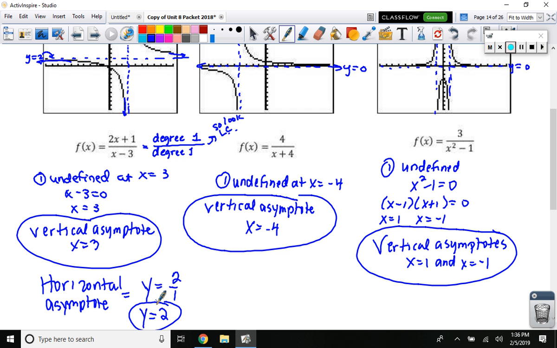If this was 2x plus 1 over 5x minus 3, where would my horizontal asymptote be? 2/5. Are you with me there? Okay. How about this one? What's the degree of the top? Nope. 0. Right? Degree is 0. It's x to the 0 power, if it's not there. And what's the degree of the bottom? 1. So the degree of the top is smaller than the degree of the bottom, then what do we get?